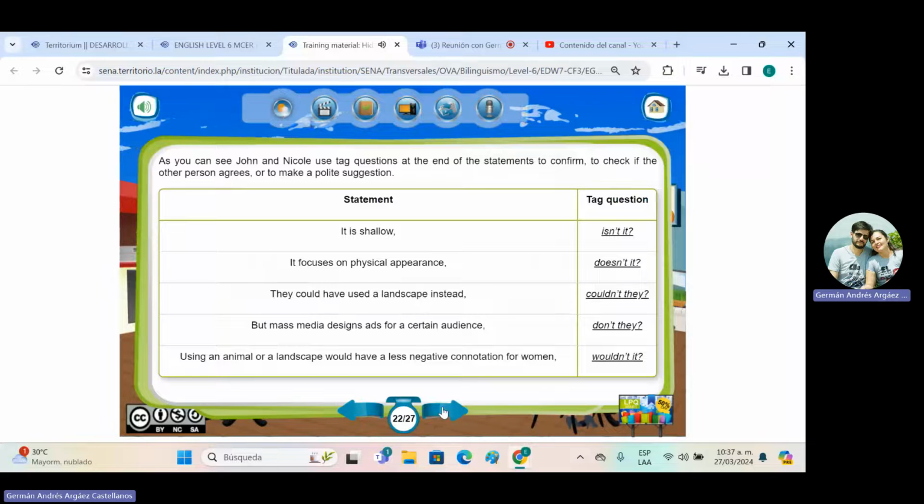As you can see, John and Nicole use tag questions at the end of the statements to confirm, to check if the other person agrees, or to make a polite suggestion. Statement: It is shallow. Tag question: Isn't it? It focuses on physical appearance. Doesn't it? They could have used a landscape instead, couldn't they? But mass media designs ads for a certain audience, don't they? Using an animal or a landscape would have a less negative connotation for women, wouldn't it?